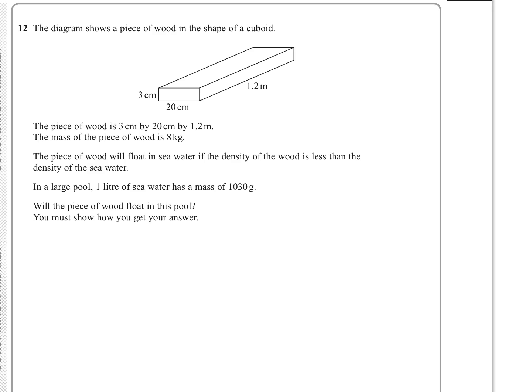Question 12. The diagram shows a piece of wood in the shape of a cuboid, and the piece of wood is 3 by 20 by 1.2. Now, I should say that differently. I should say 3 by 20 by 120. That caught me out for a second. So that's 3 centimetres by 20 centimetres, and I'm going to have it all in centimetres. That's 120 centimetres. And the mass of the piece of wood is 8 kilograms.